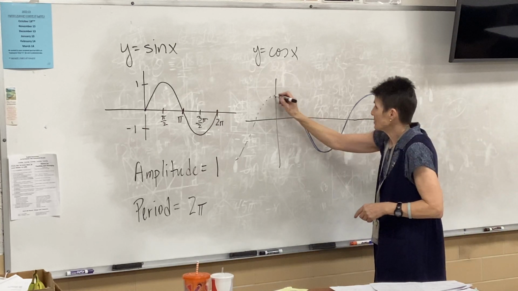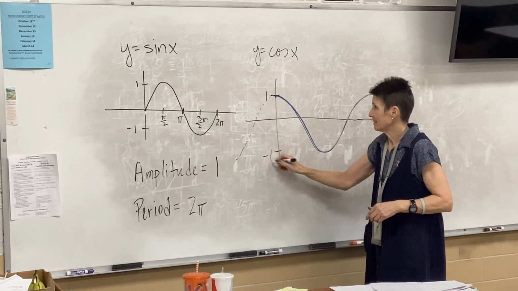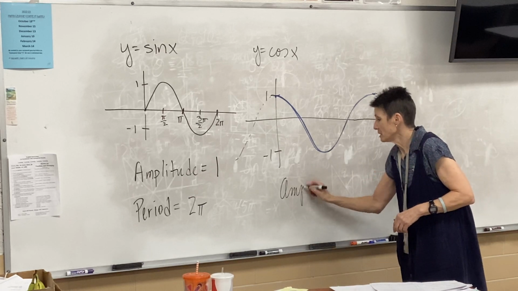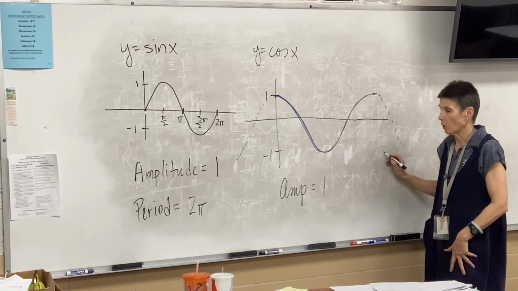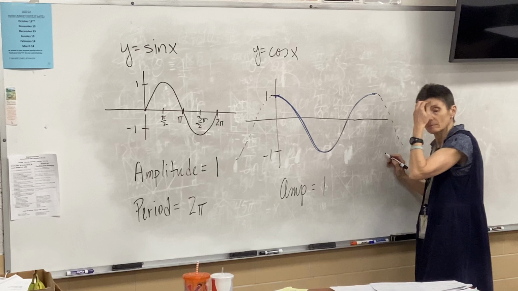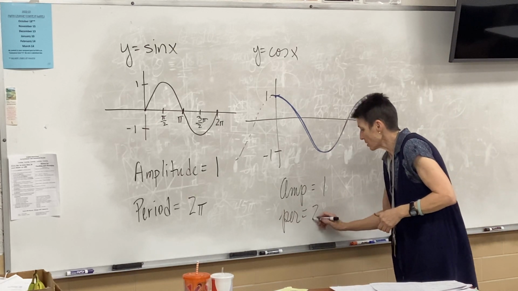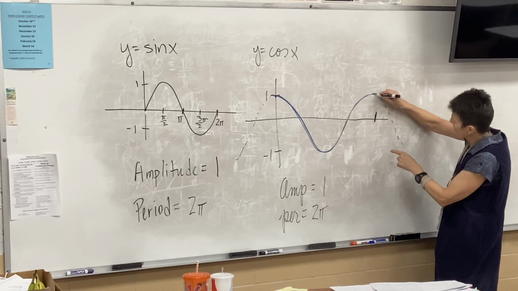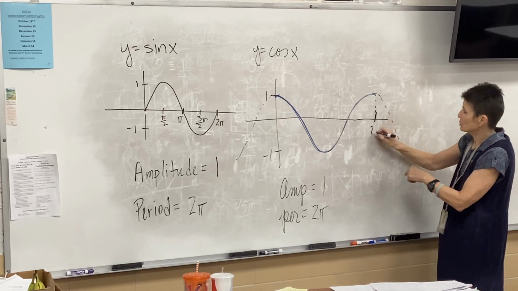The labels are the same as for the sine. So 1 and -1. So my amplitude is 1. I'm going to abbreviate amp. Amplitude is 1. Height, 1. And my period is also 2 pi. This label right here, where we end here, the end of the blue, is 2 pi.